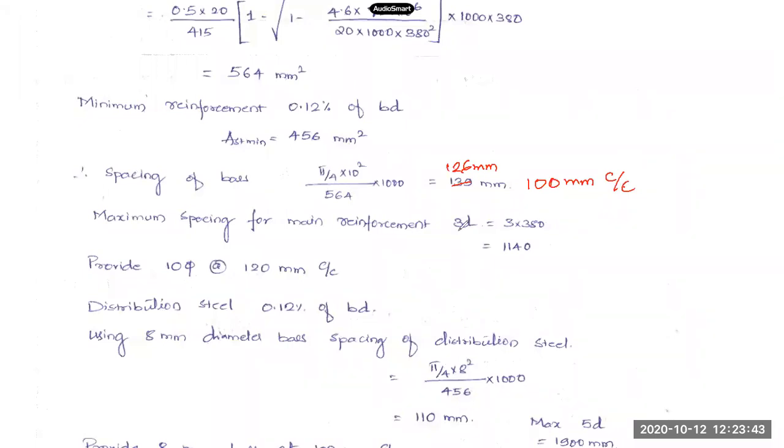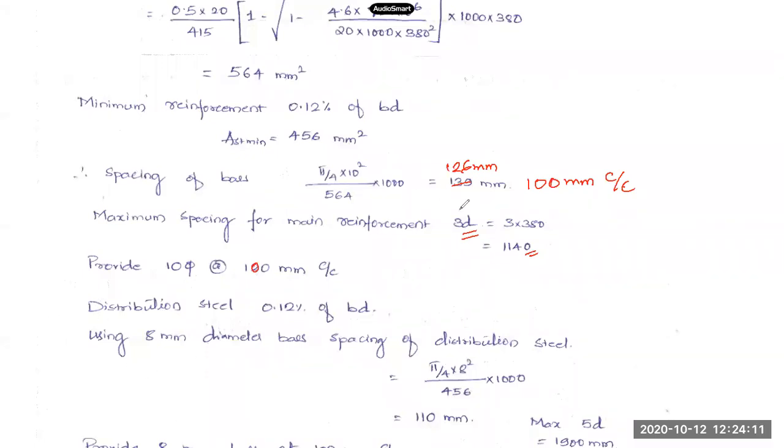And what is the maximum spacing from IS456? It is 3 times the effective depth, 3D. So 3 into 380, it is 1140. What we are going to provide here is less than the maximum spacing. So our spacing is fine. I can adopt a spacing of 100 mm center to center. We have to provide it at 100 mm center.